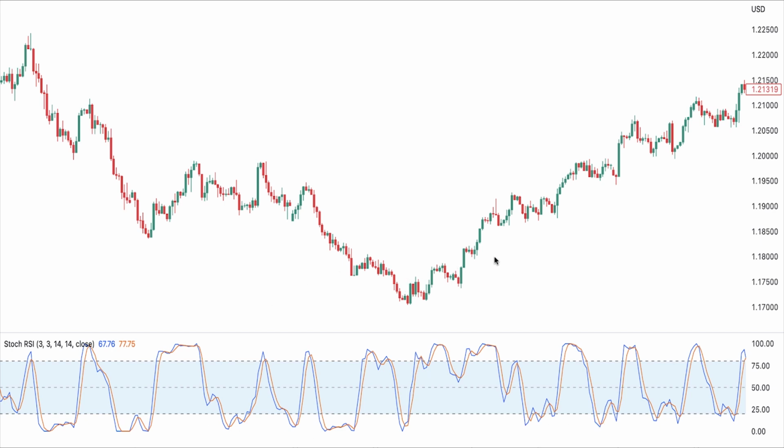But here also please pay attention that because of high volatility of this indicator, it easily becomes overbought and oversold. So not every overbought or oversold reading is the reversal point of the market.